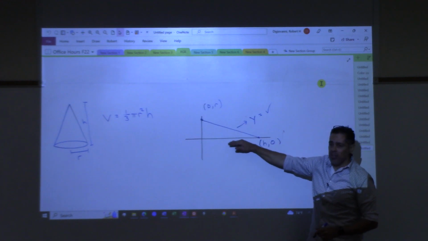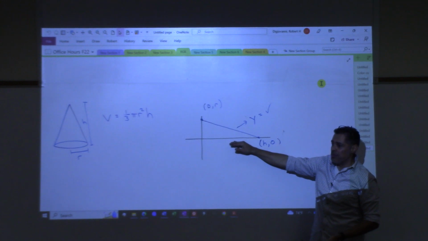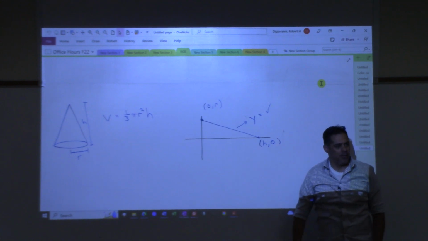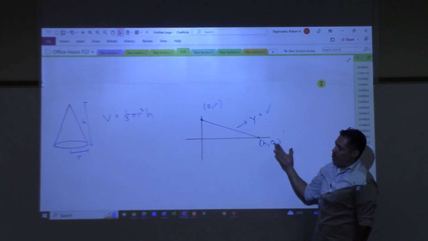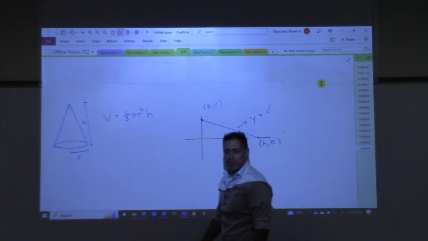And the bottom function is 0. And then once you have the top and bottom functions, then you just go to the formula. And if you work that out, I promise you get 1/3 pi r squared h.